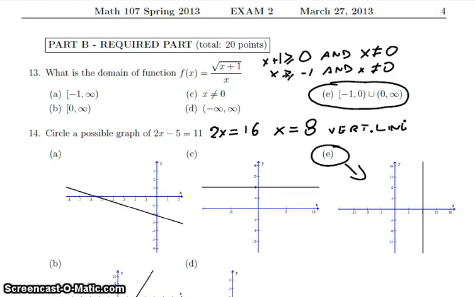So we have x has to be greater than or equal to negative 1 from the first inequality, and x is not equal to 0. So that gives us an interval from negative 1 to infinity without 0. So this is this interval. We do include negative 1. We have to exclude 0.